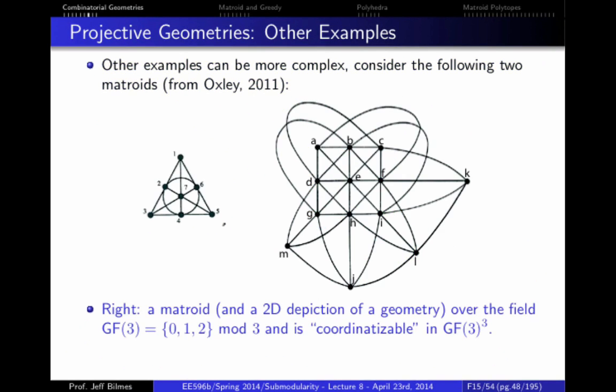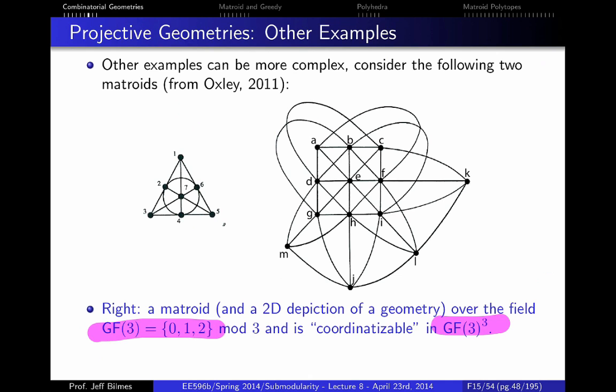And it turns out that that corresponds exactly to the dependence relationships that are expressed. It turns out that this thing is representable over GF(3) in 3 dimensions. So it's the Galois field of order 3. Basically, this is just 0, 1, 2 mod 3, and you have vectors of length 3 with coordinates. And you can actually find a set of coordinates that corresponds precisely to this representation. But here you're depicting it geometrically. So it's a geometry.